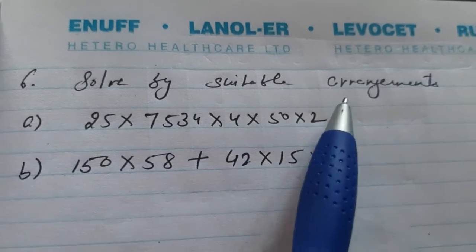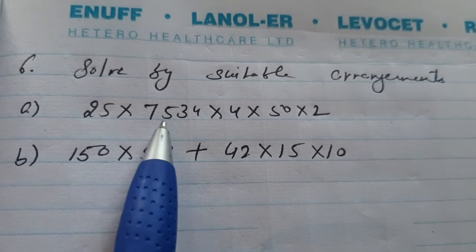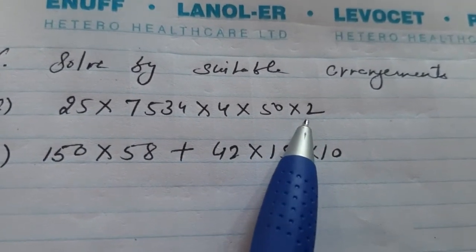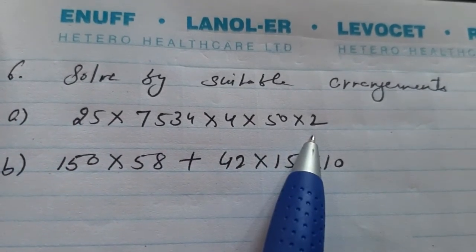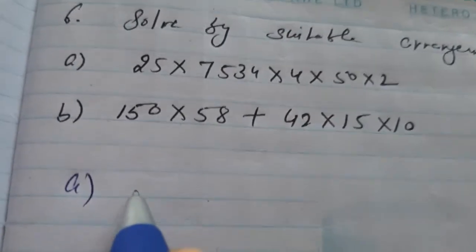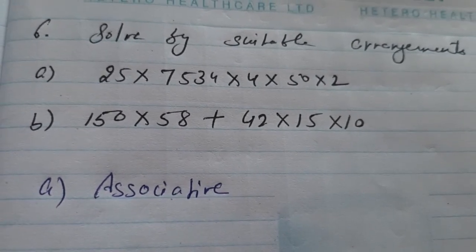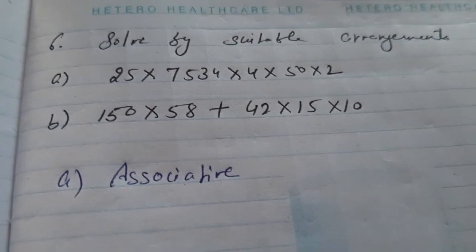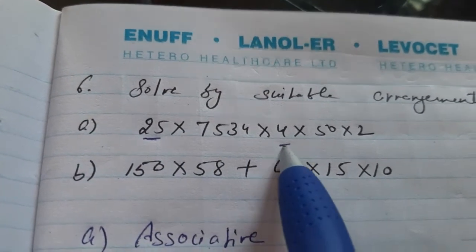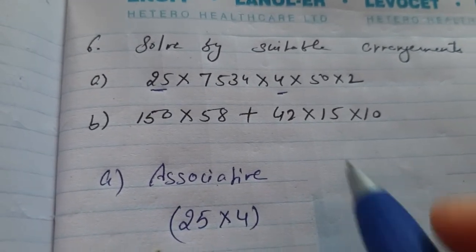Next is solve by suitable arrangement. Now in very first question, 25 multiply 7534 multiply 4 multiply 50 multiply 2. So all these numbers are with multiplication. So we can use in a part the associative property. We can use here the associative property. So first of all we will multiply. See, 25 4s are 100. So first of all we will multiply 25 by 4.